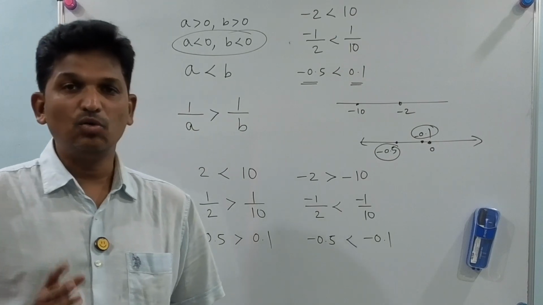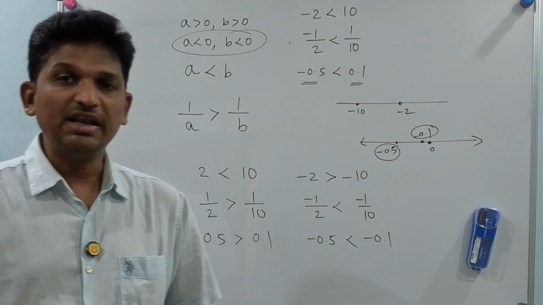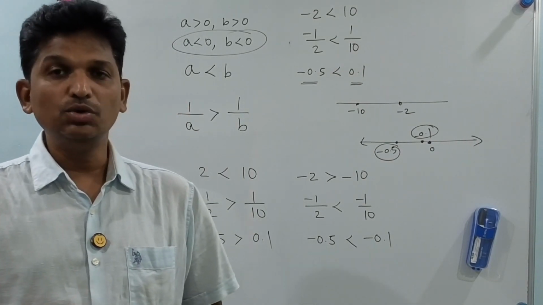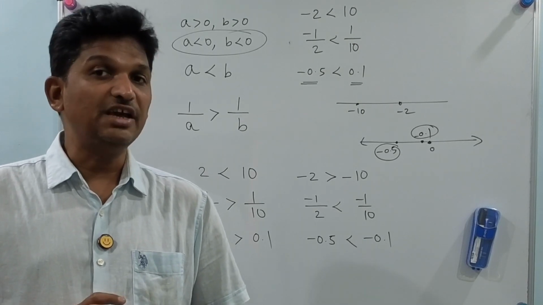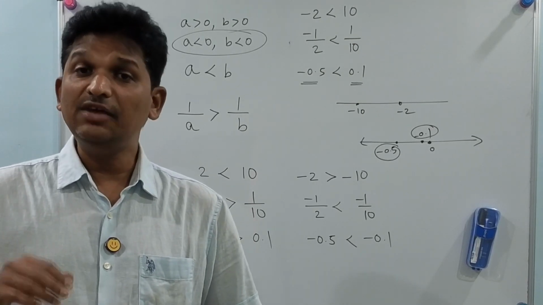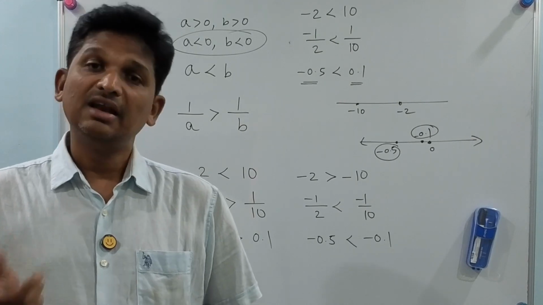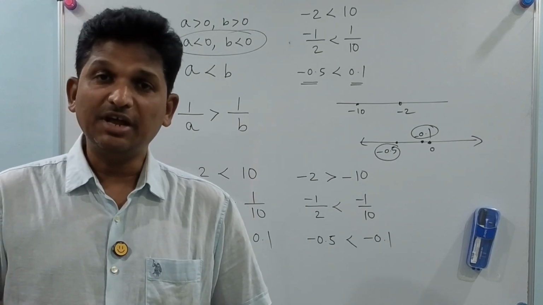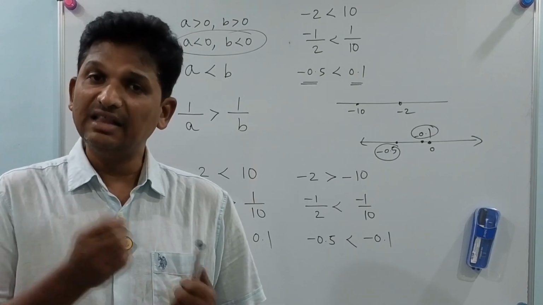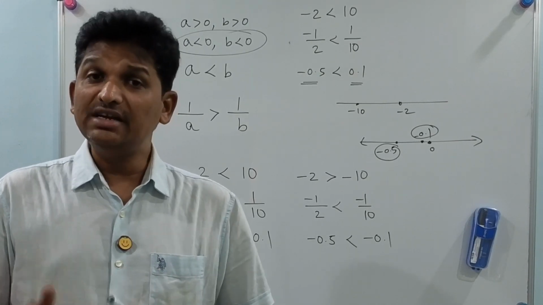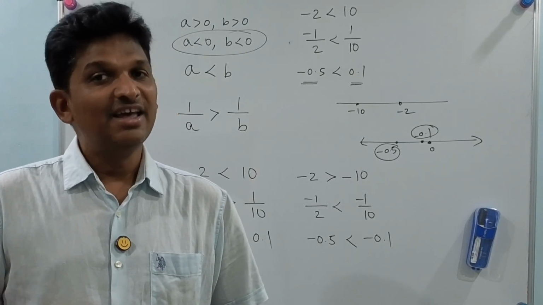Hope you understand what I am trying to say. In an inequality, if both numbers are positive or both numbers are negative, then when we write the reciprocal of the inequality, the sign of the inequality flips. Greater than changes to less than, less than changes to greater than. At the same time, in an inequality, if on one side a positive number is there and on the other side a negative number is there, when you write its reciprocal, the inequality sign remains the same.